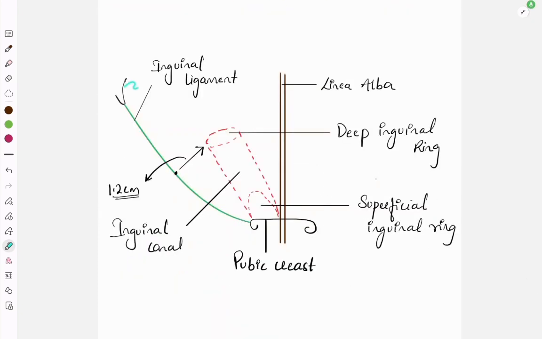So this is the diagram. This is the ASIS, that is your anterior superior iliac spine. This is the pubic crest. This is the linea alba. This is the deep inguinal ring. This is the superficial inguinal ring, and the canal extends between these two. As you can see, it is directed downwards, forwards, and medially.